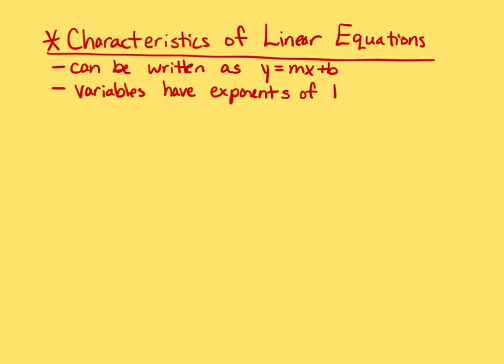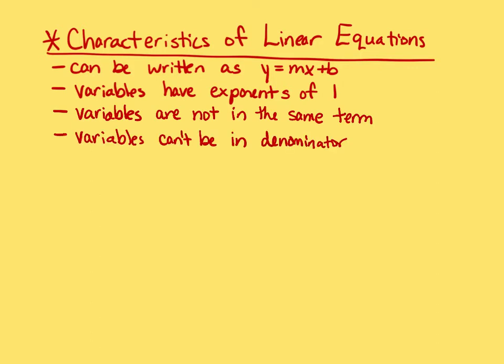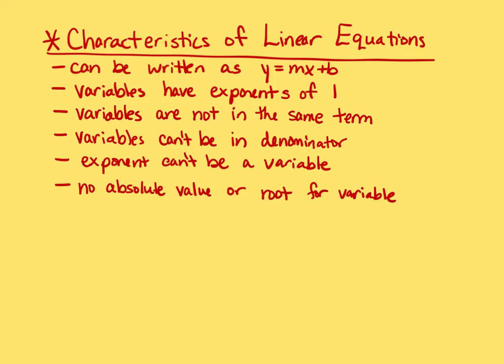Variables have exponents of 1, which you won't see labeled. It's usually invisible. Variables are not in the same term, such as x times y. Those can't be together in a linear equation. Variables can't be in the denominator. An exponent can't be a variable. You could have a number raised to an exponent that's a number, but it can't be a number raised to x. There's no absolute value symbol or root symbol for the variable.